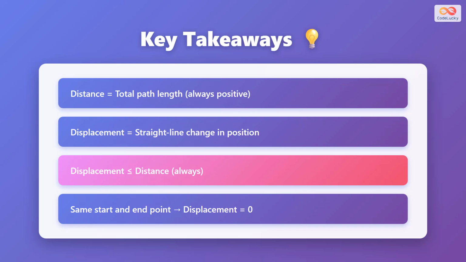Let's wrap up with the key takeaways. First, distance equals the total path length and is always positive. Second, displacement equals the straight line change in position. Third, and this is critical, displacement is always less than or equal to distance. You can never have a displacement greater than the distance traveled. Finally, if you start and end at the same point, your displacement will always be zero, regardless of how far you traveled. Master these concepts, and you'll have a solid foundation for understanding motion in physics.